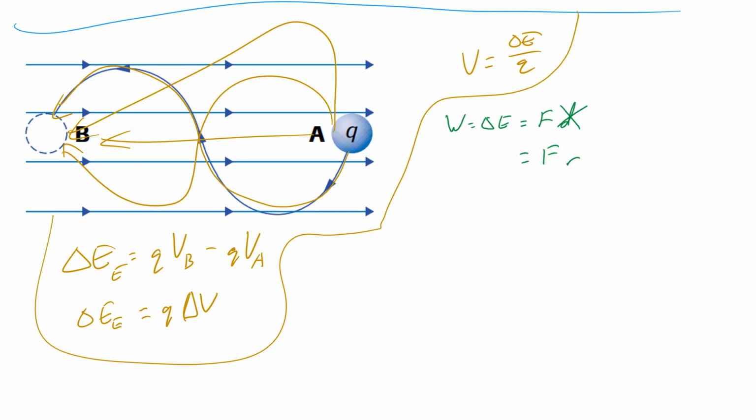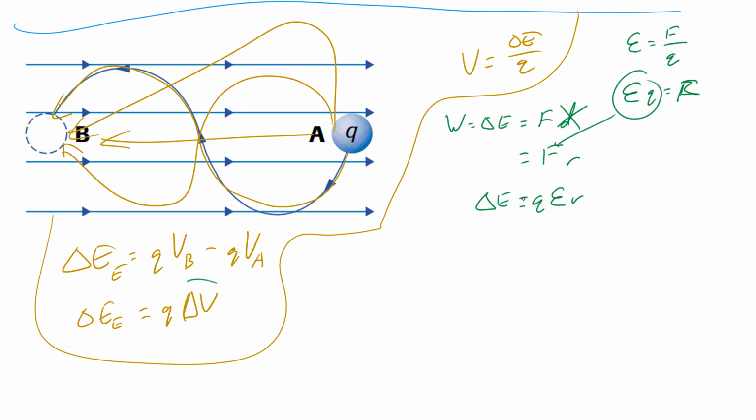Now, we also know that electric field is equal to force divided by Q. So I could rearrange these and say the electric field times Q is equal to force. So if I take this and plug this in, what I'll end up with is Q E times R. And this, by definition, is my change in energy.